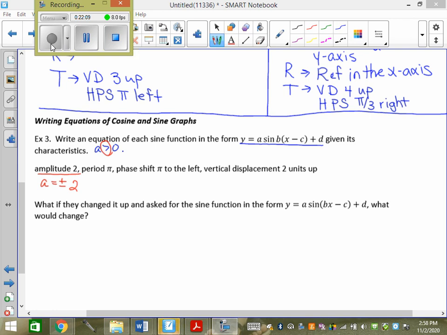Okay, so this one's going to have to be a equals 2. It has to be positive. The period is pi. I need b. So b would equal 2 pi divided by the period. So b is 2. My phase shift is pi to the left. My vertical displacement is 2 up. So I'm going to go y equals 2 sine b, which is 2, and then I'm going to go x. I need to go pi to the left.